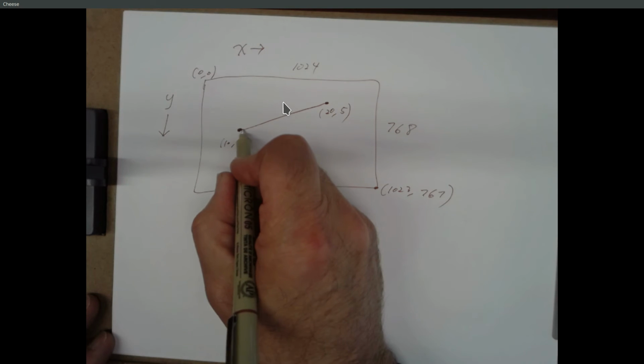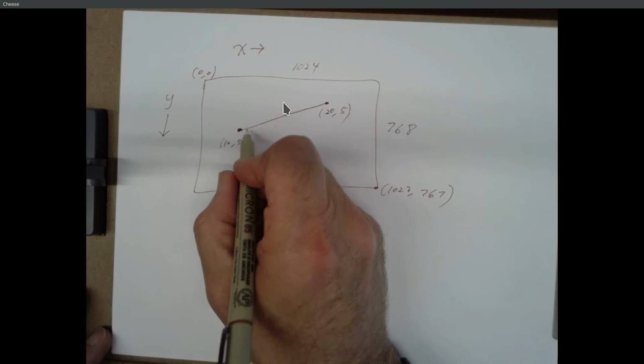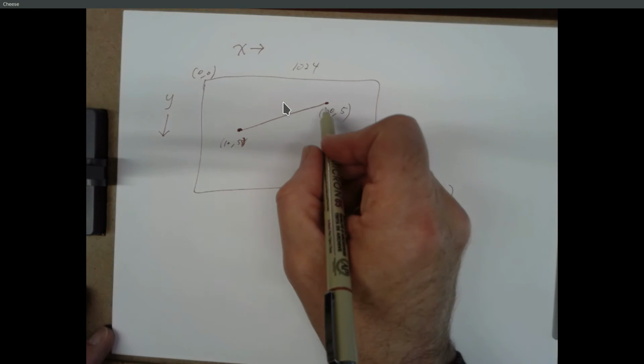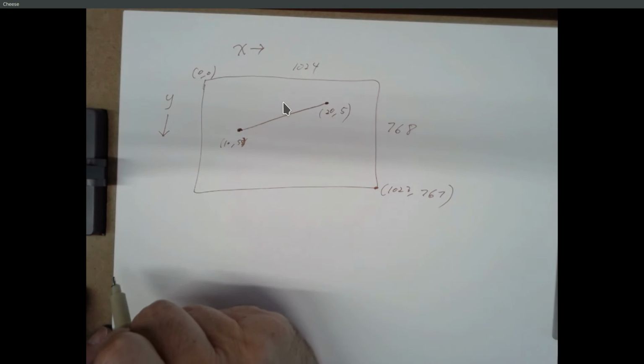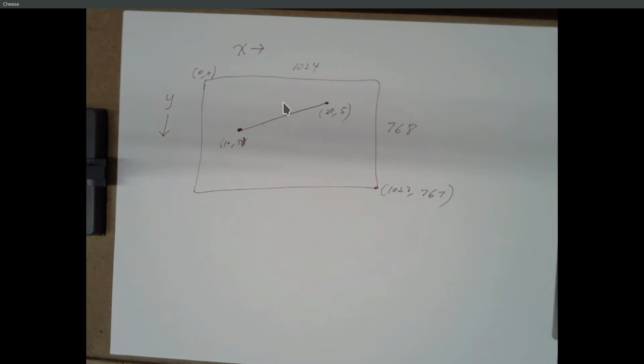Probably 11, something slightly less than 50, right? And probably 12, something even smaller than that, in such a way that when I get over to x equals 20, I'm lighting up pixel at y equals 5, right? But you've got to do this calculation somewhere.